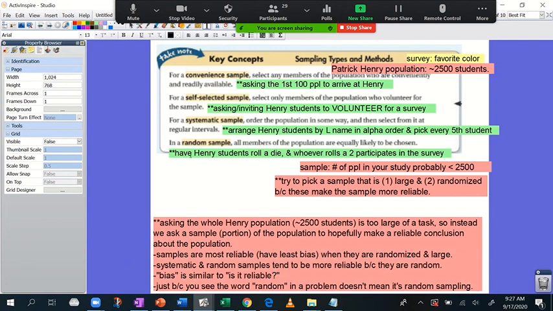Now, in a random sample, all members of the population are equally likely to be chosen. Random sample is probably the gold standard, the best here. Have Henry students roll a die, and whoever rolls a 2 participates in the survey. This is probably the most reliable, the most legit. So systematic and random samples are probably the best because they are the most reliable, being more randomized than convenience and self-selected samples.